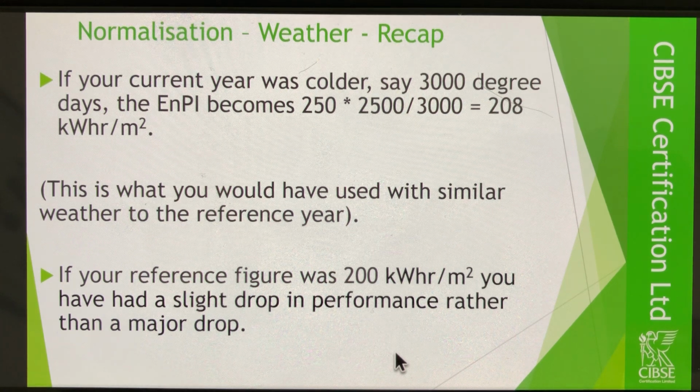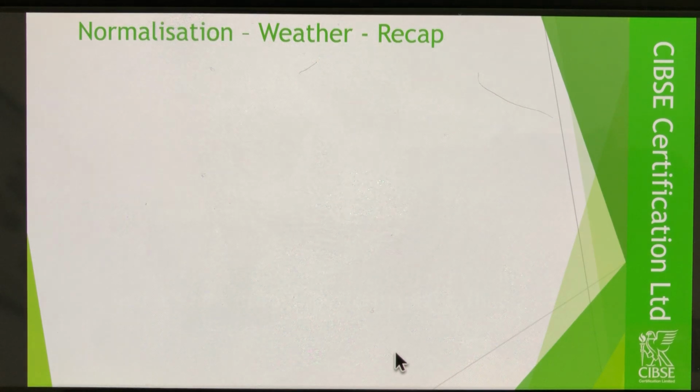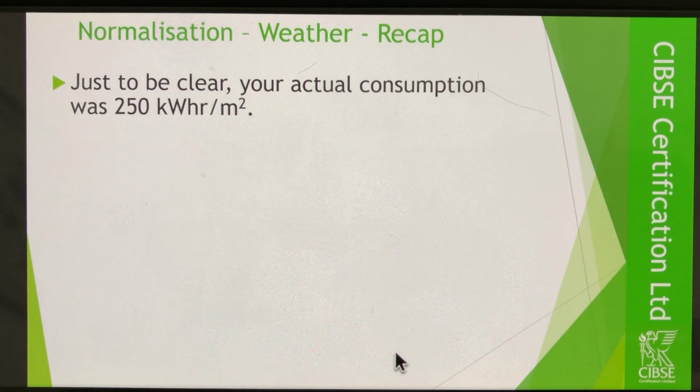And you need to do this for a number of reasons, really. But just to be clear, all the way through those examples, your actual consumption was 250. That is what's being paid for. That's what's being reported to the board and so on. But when you're doing your energy performance indicator checks, you need to make these corrections, call them adjustments. They're corrections to normalize the situation, so you're making a fair comparison.